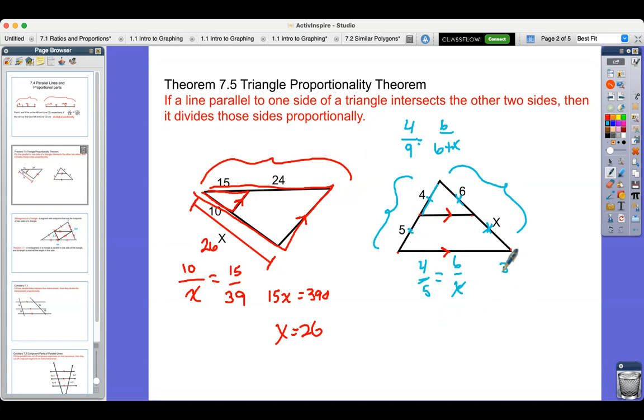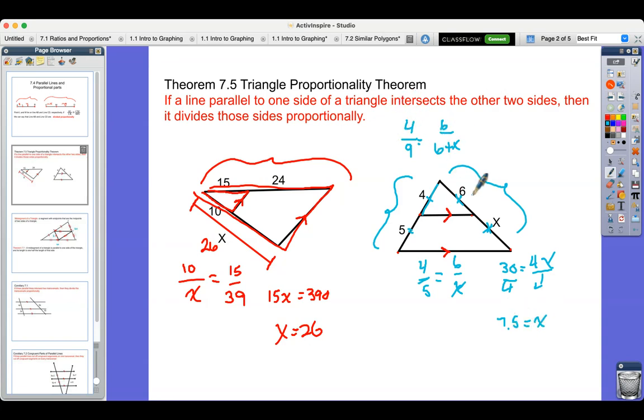We get 30 equals 4x. Divide by 4. What do we get, y'all? 30 divided by 4 is 7.5. So 7.5 equals x.